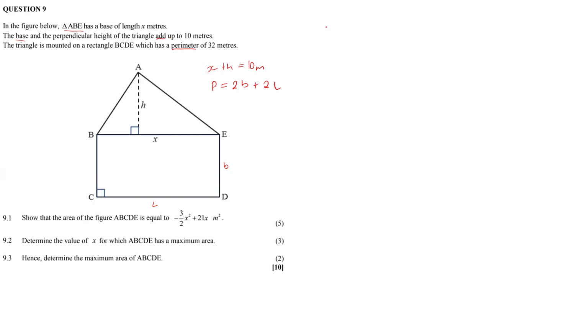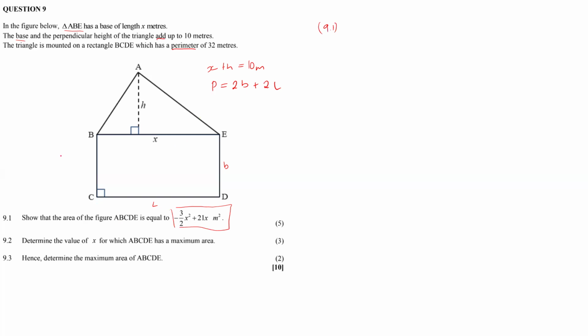And now let's have a look at how the question is being asked. Now, 9.1, they say to us, show that the area of figure ABCDE is equal to this. So basically, we are going to determine the area of the whole figure. What is the name of the figure? It is called ABCDE, meaning we are looking for the area of the whole figure, right? And if you have a look at the figure, it is made up of two shapes. It is made up of a triangle and it is also made up of a rectangle.